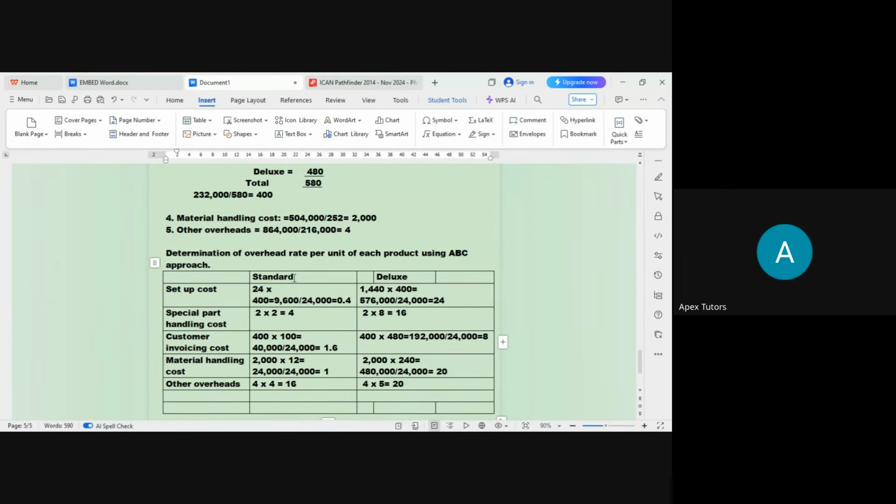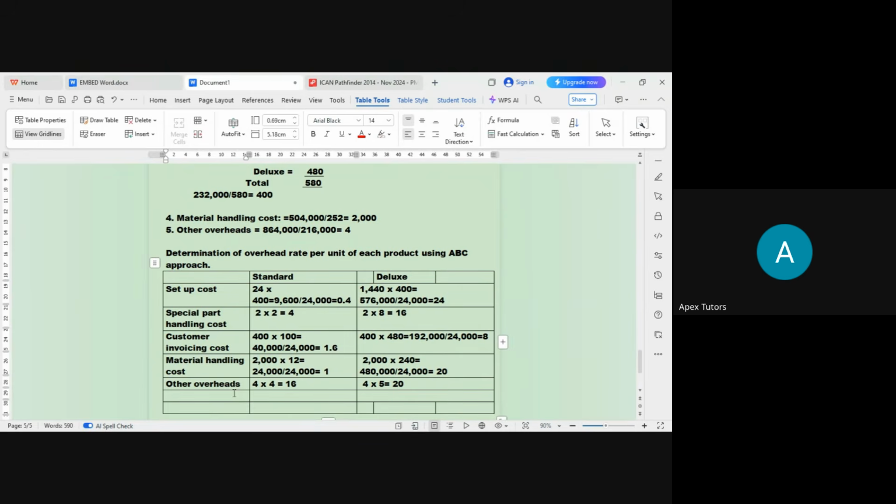Then you'll be fine. So the overhead cost per unit for standard is what? The unit cost, 23. Okay, this is 23. And this will be what? 23.06. 88.06. And this will be what? 88.